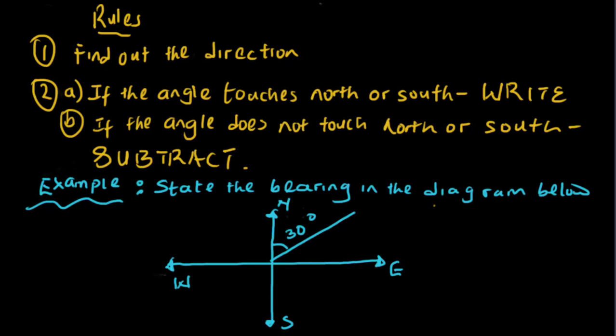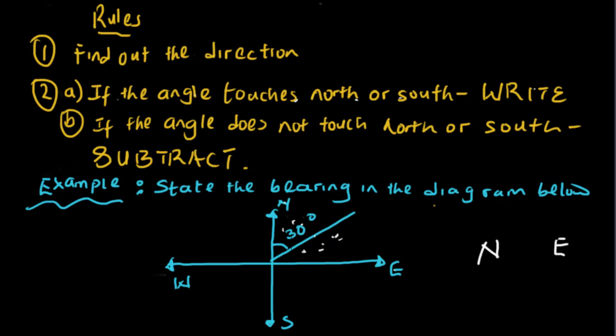Number 1, find out the direction. So what direction do we have here? What direction did I tell you? So it's northeast. So I'm going to write northeast. Do you understand? Now the next rule is if the angle touches north or south, right.